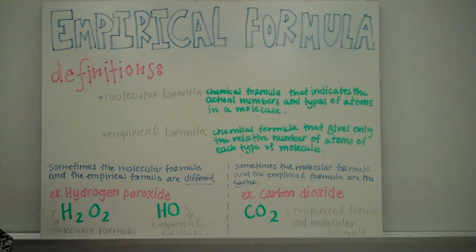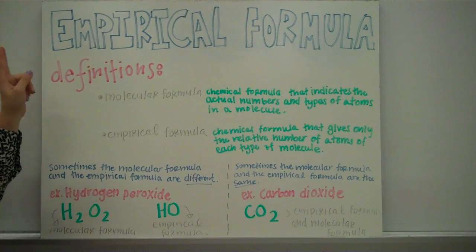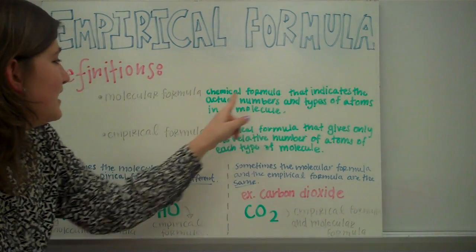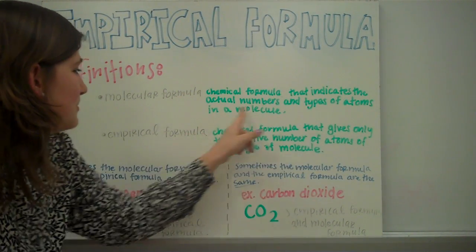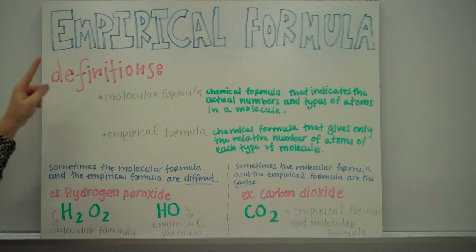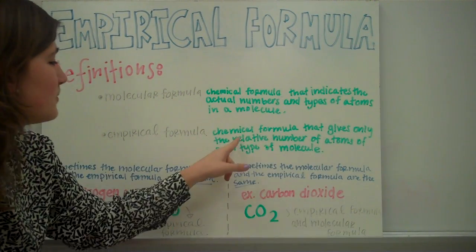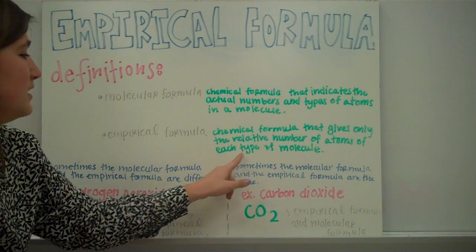Today we're talking about empirical formula. So we're going to start with some definitions. Molecular formula is the chemical formula that indicates the actual numbers and types of atoms in a molecule. This is different from the empirical formula, which is the chemical formula that gives only the relative number of atoms of each type in a molecule.